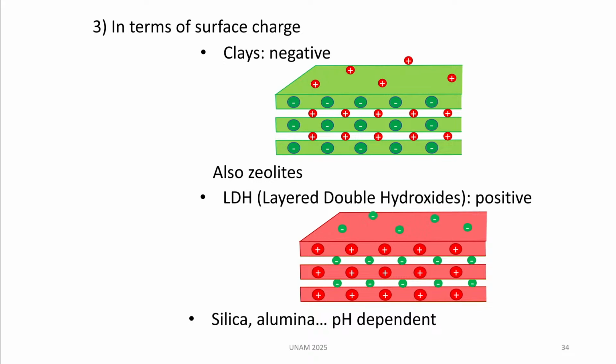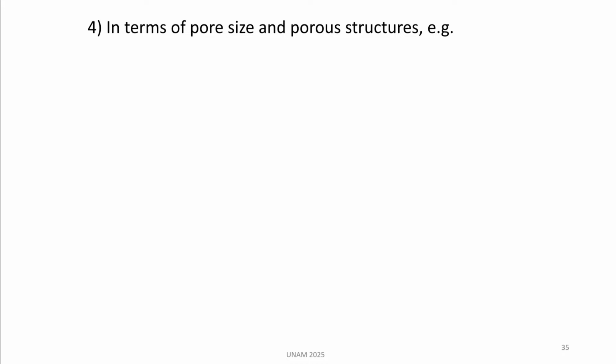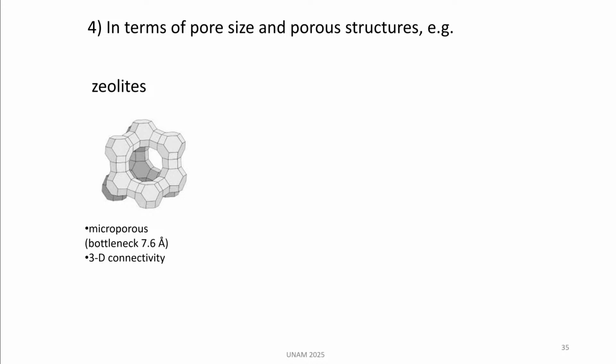Now, in the case of silica and alumina, what you have is a pH-dependent electric charge, but we'll come back to it a little later when we speak about adsorption. Yet another source of variation on surfaces is the existence of porous structures. Pores, simply little holes, can exist and be of the same size as ordinary molecules, a few angstroms to a few nanometers. That's the case in zeolites.